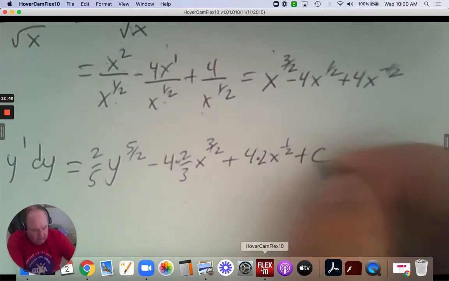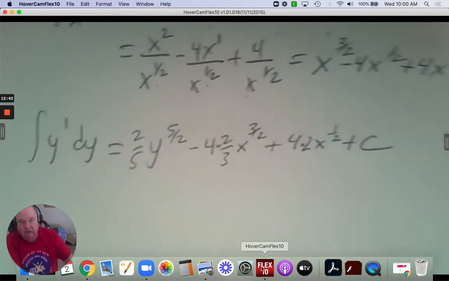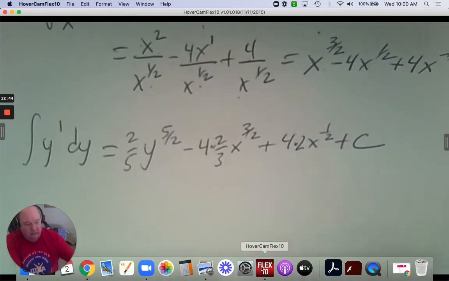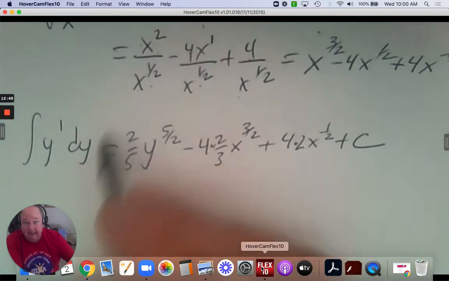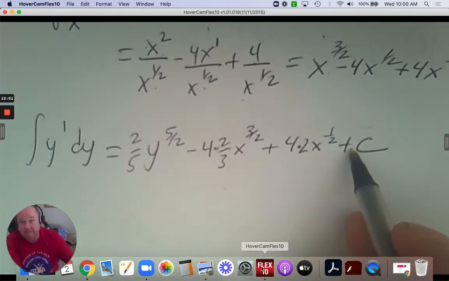But for this, we do need to have a constant at the end. So it's a general antiderivative. It's not a definite integral, so we need to not forget the constant at the end. And I don't need to simplify it, and there's your answer.